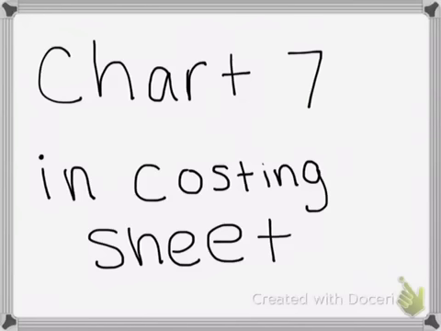Chart 7 and costing sheet. Okay. So, in HTMS 2110, we give you two handouts. One's called a costing sheet or a costing workbook, whatever it's called. One is costing and one is costing workbook. Okay, so this is from the costing stuff.